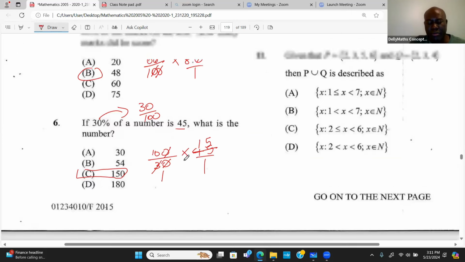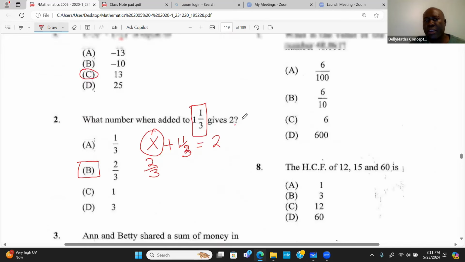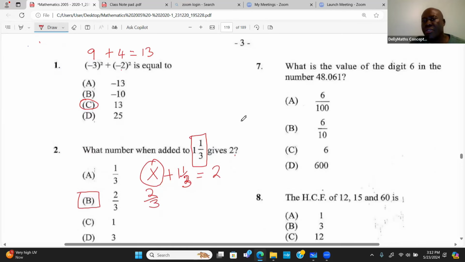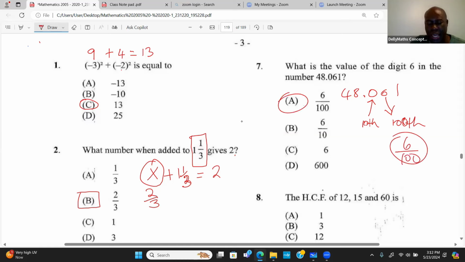So let us go to number seven. For number seven, it says here, what is the value of the digit six in the number 48.061? Now, the first place of decimal is a tenth, with a th. The second place of decimal is a hundredth, with a th. All right. So that six is going to be 6/100. As you could see, the answer is A.